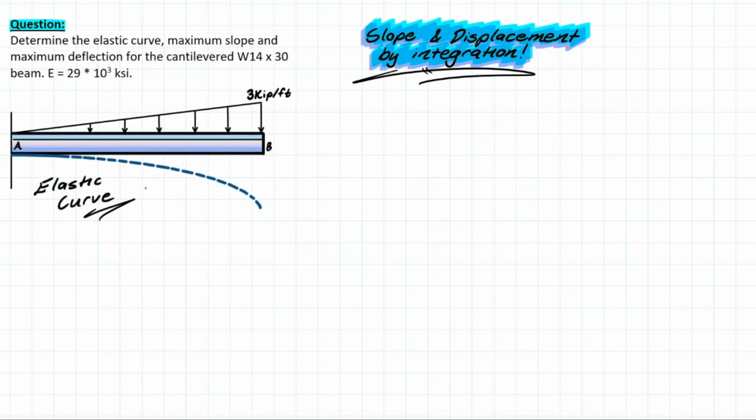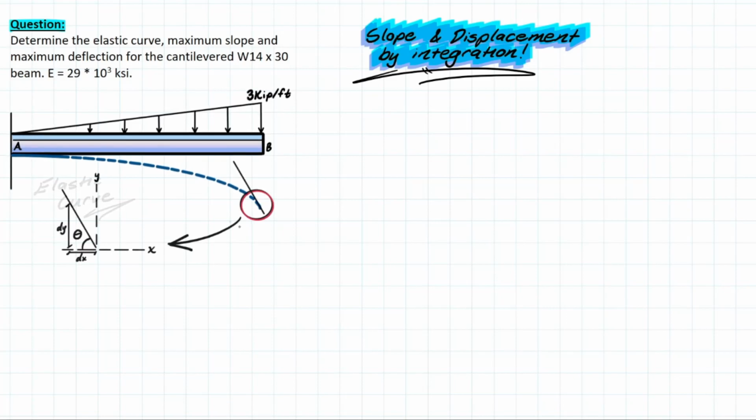Now that we have our elastic curve, let's actually take a closer look at what's going on at this max point of displacement right here. Now that we're zoomed in, if we took a tangent point at this max deflection on the elastic curve and compared it to the original undisplaced neutral axis, or the x-axis in our case, then we can take an angle between that tangent and that original axis, which is allowing us to develop our slope.